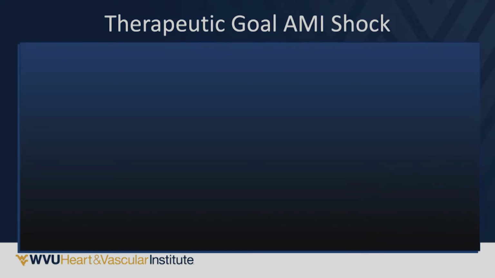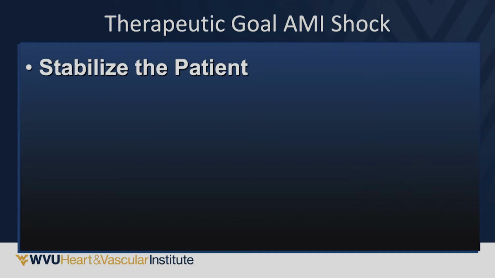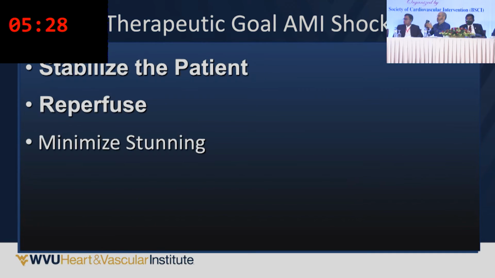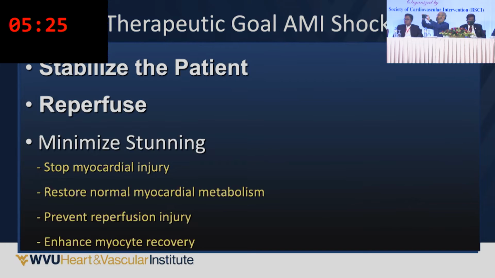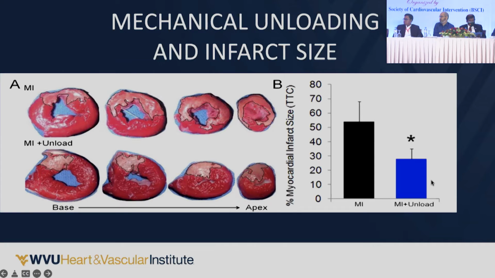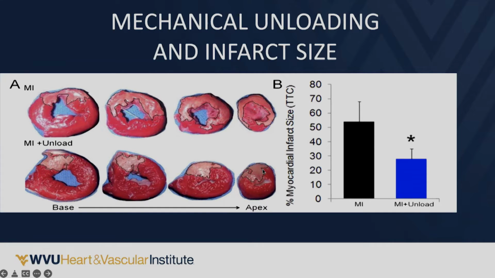However, the therapeutic goals of acute MI and cardiogenic shock are, number 1, stabilizing the patient, and number 2, reperfusing the patient as soon as possible and minimizing stunning. However we do that, whether it is stopping myocardial injury, restoring normal myocardial metabolism, preventing reperfusion injury, or enhancing myocyte recovery. So this is mechanical unloading and infarct size. If you unload with any sort of mechanical circulatory support, the infarct size can come down from 50 or 56% to about 28%, as seen in these clear pictures.